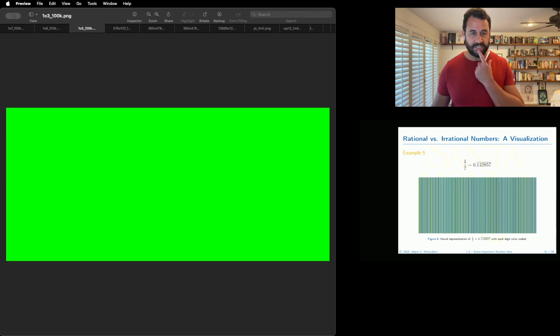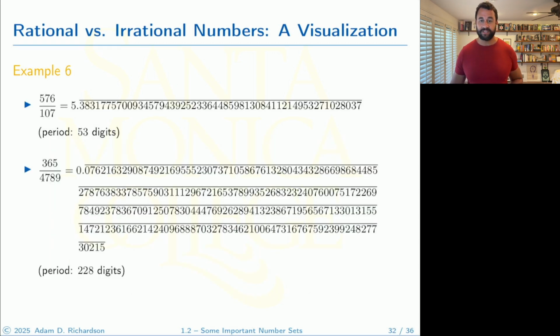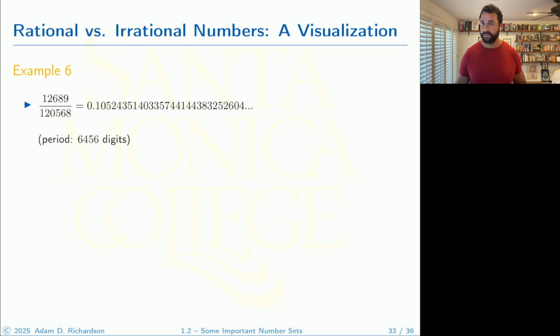All right, let's look at some others, but I wanted to pull them up here. Let's look at this crazy rational number. 576 over 107. This is what it looks like in decimal form, and its period is 53 digits. So it repeats every 53 digits. Let's take a look at it. That one's right here. There it is. Pretty cool, huh?